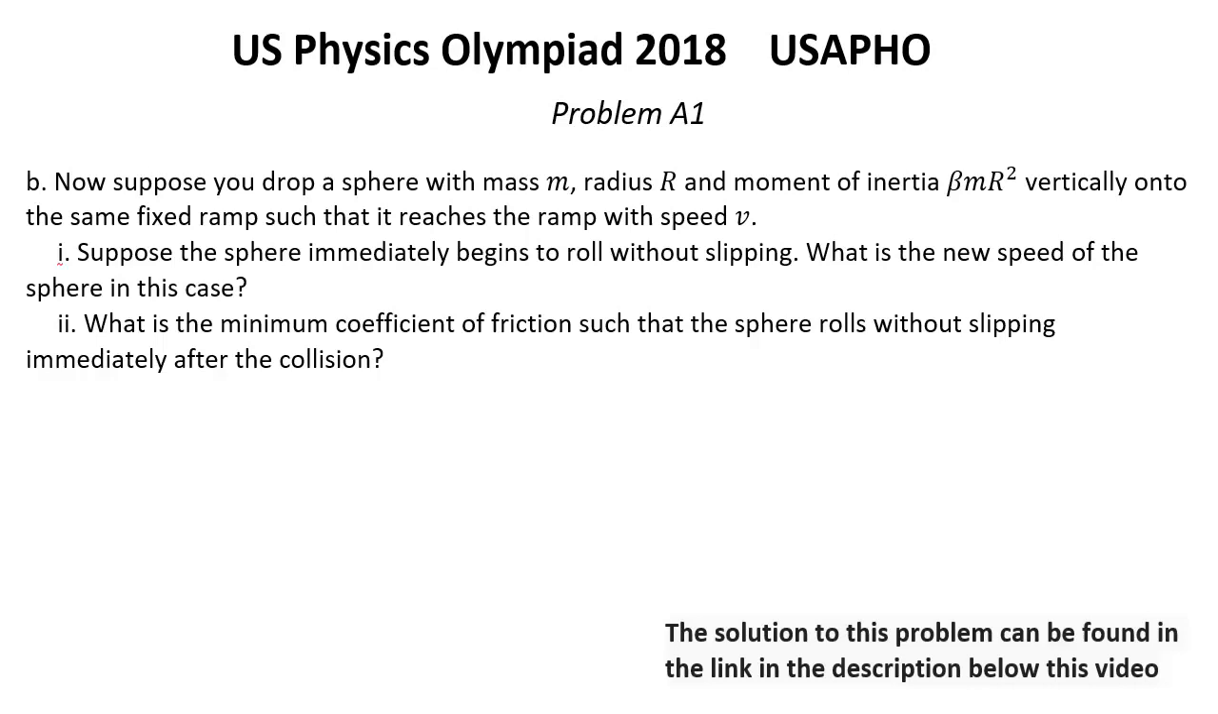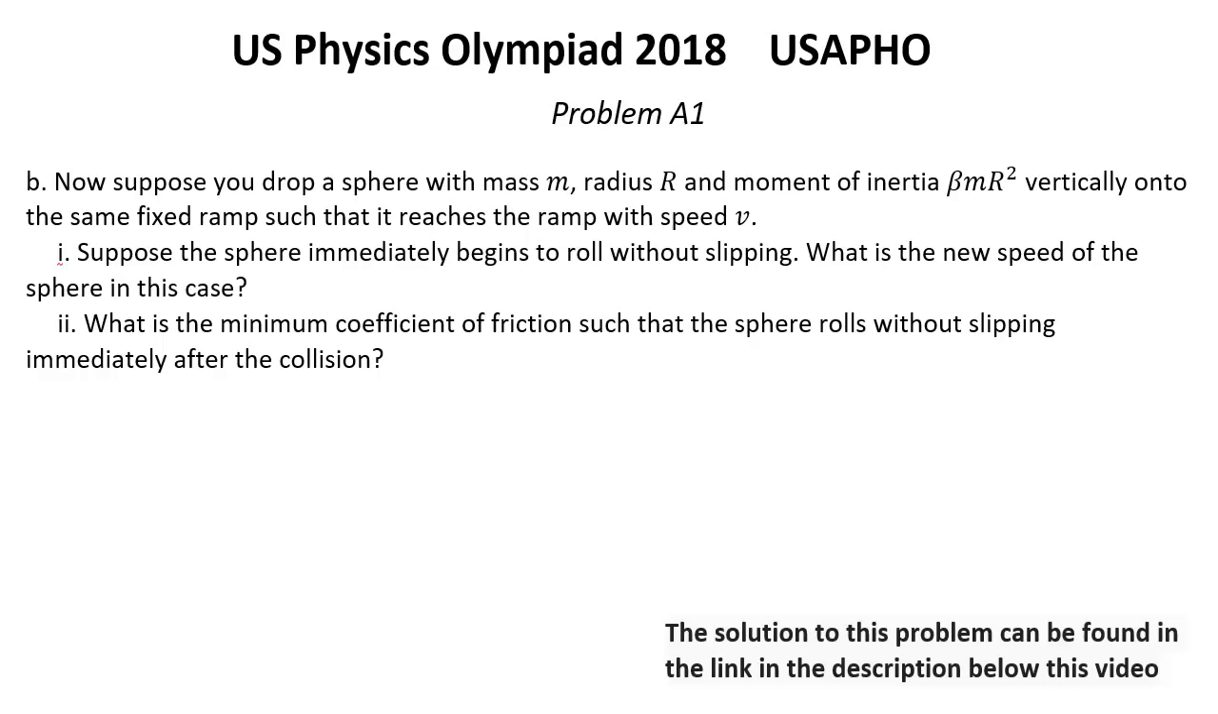Question B. Now suppose you drop a sphere with mass m, radius r and moment of inertia beta m r squared vertically onto the same fixed ramp such that it reaches the ramp with a speed v. I. Suppose the sphere immediately begins to roll without slipping. What is the new speed of the sphere in this case?